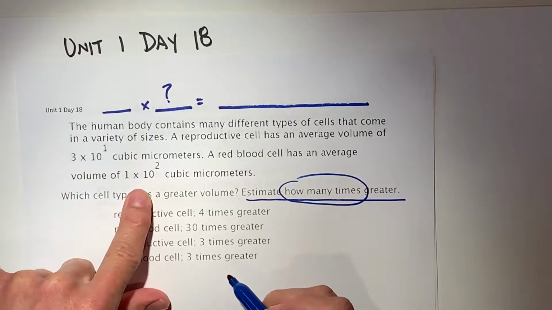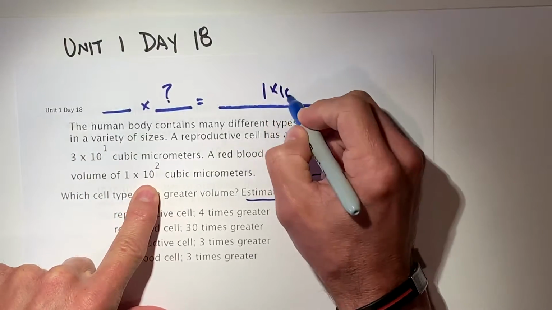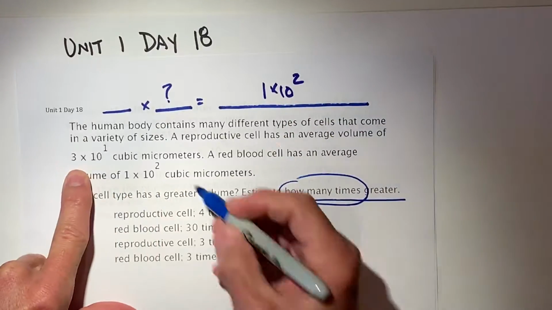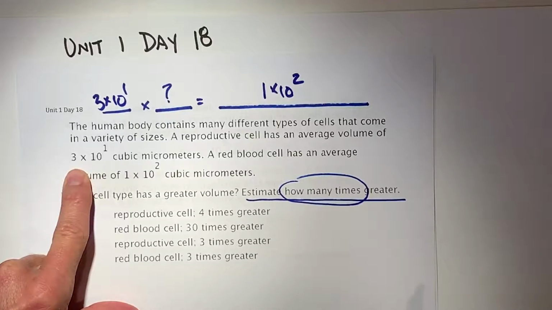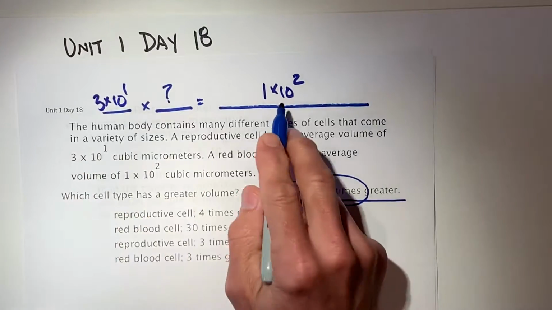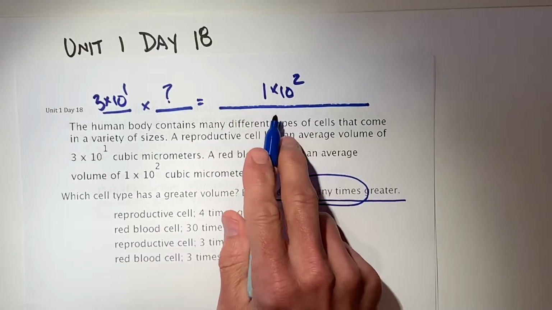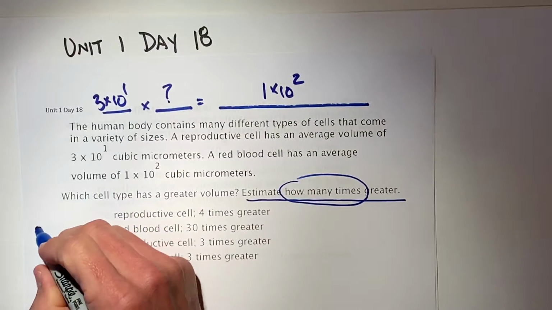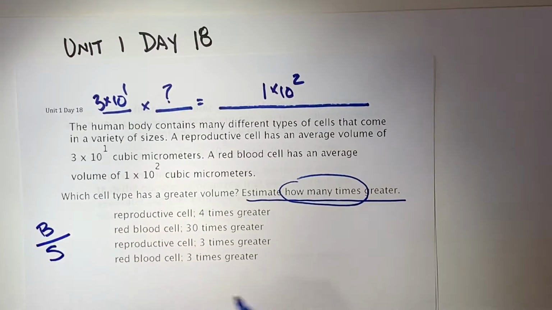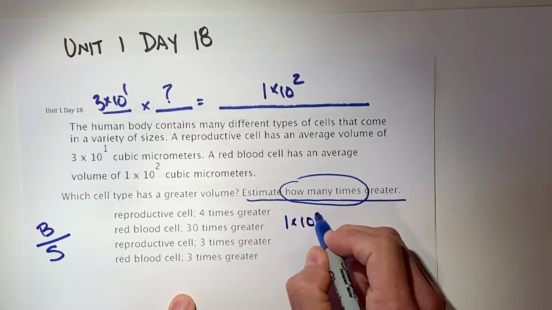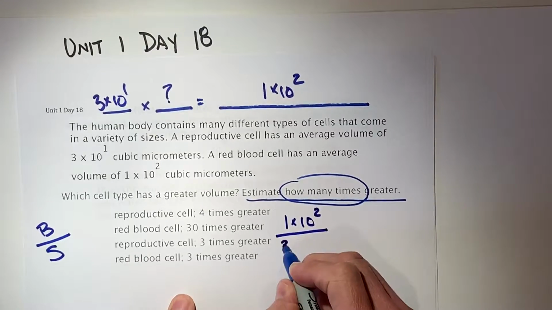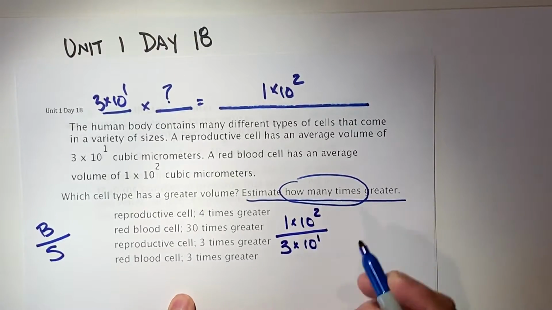I look at these 2 values and the 2 is bigger than the 1, and they're both written in scientific notation. So 1 times 10 to the second is my greater value and 3 times 10 to the first is the smaller value. I also know that when I'm dealing with these problems, this is a division problem, because I do the bigger number divided by the smaller number. So big divided by small. So here we go. I have 1 times 10 to the second divided by 3 times 10 to the first.